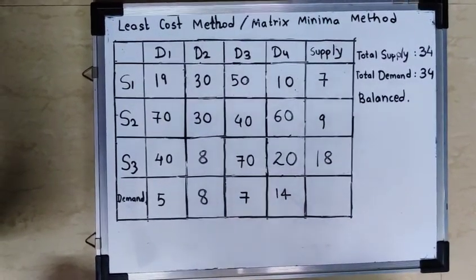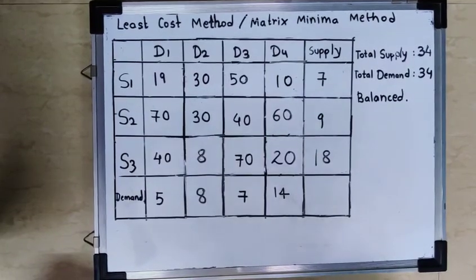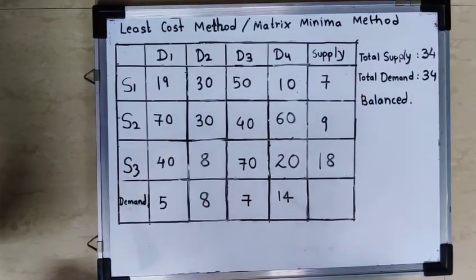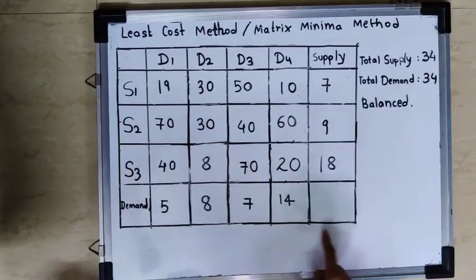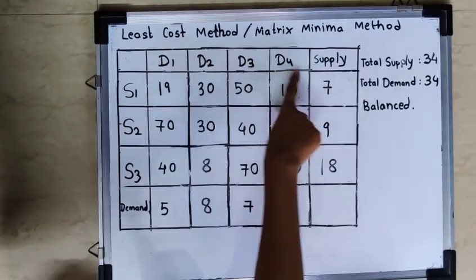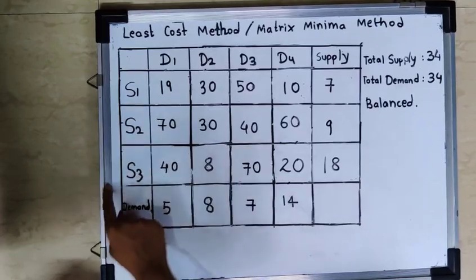The least cost method is also called the matrix minima method. Now let us see how to solve this sum. Here we have a transportation problem with 4 destinations and 3 supplies.